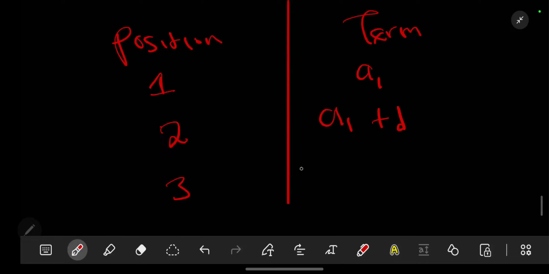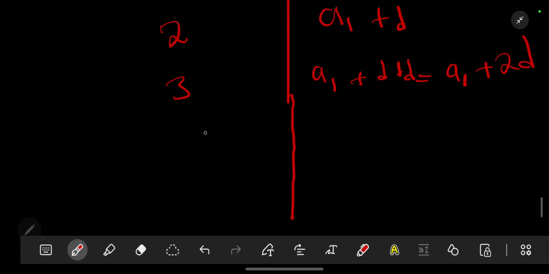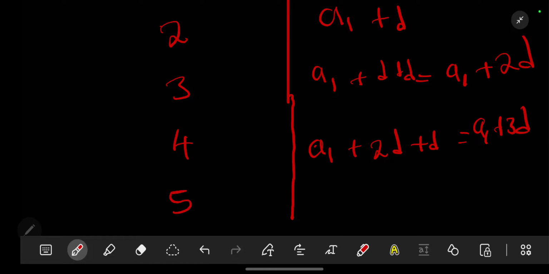That means for the third term, you add another D, so it will be A1 plus D plus the D, which is equal to A1 plus 2D. Continuing, let's just go up to 5. The fourth term is A1 plus 2D plus the D, which gives you A1 plus 3D. The fifth term will be A1 plus 4D.